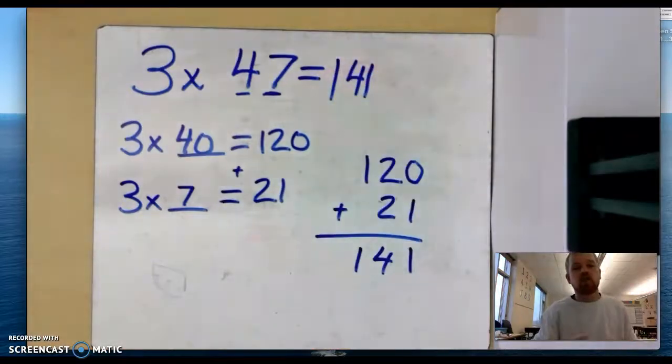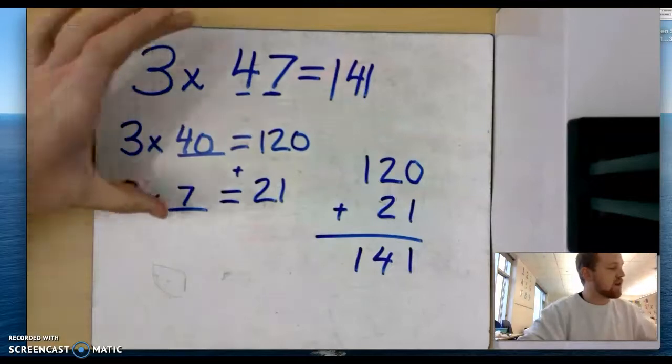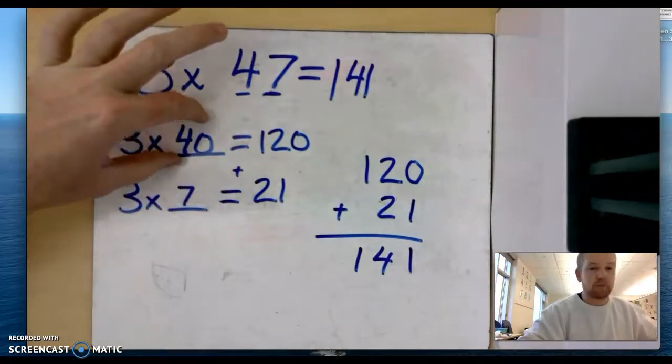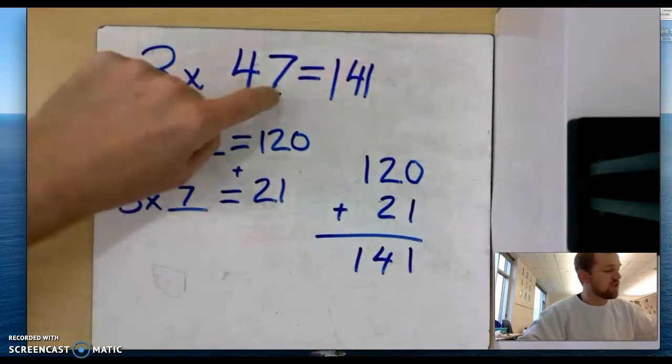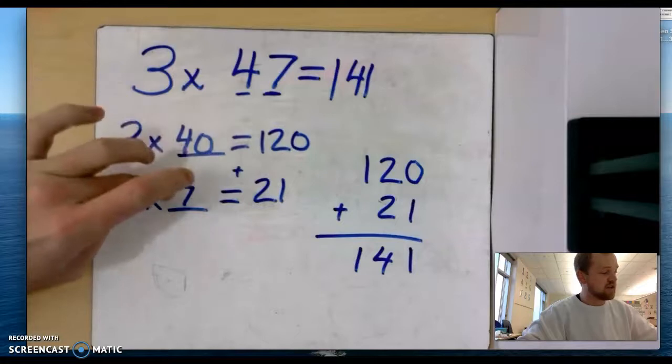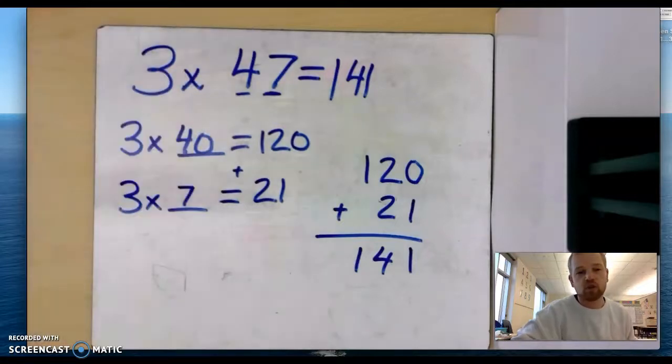And again, that's using that partial products method where I am breaking down my number, and you can see I'm doing it by place value, similar to when we did expanded form earlier in chapter 1 and 2. If I did 47 in expanded form, I'd have 40 plus 7. And that's really what I'm doing with my partial products. I'm breaking it down into expanded form.